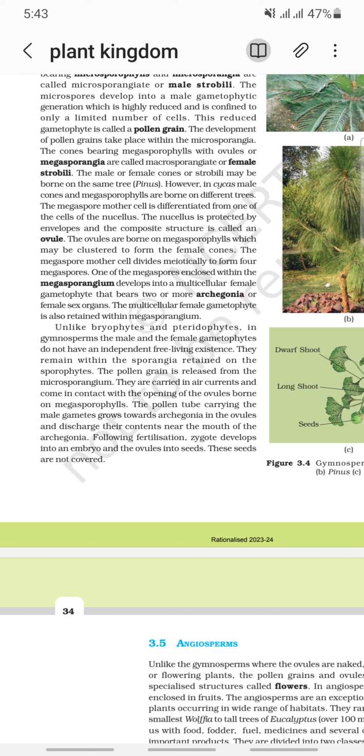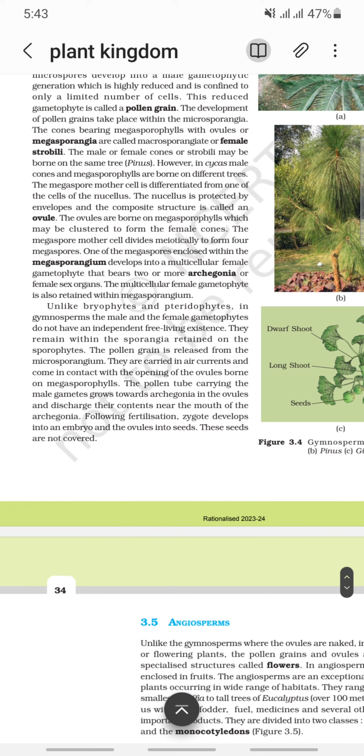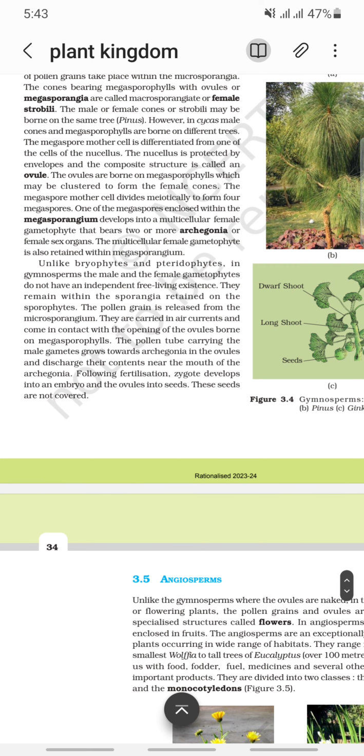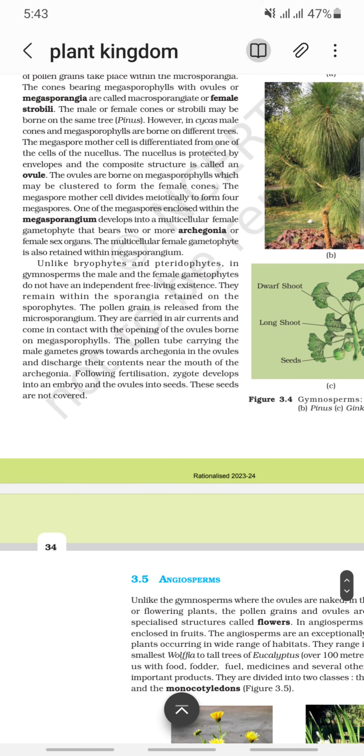The cones bearing megasporophylls with ovules or megasporangia are called macrosporangiate or female strobili. The male or female cones may be borne on the same tree, as in Pinus. However, in Cycas, male cones and megasporophylls are borne on different trees.